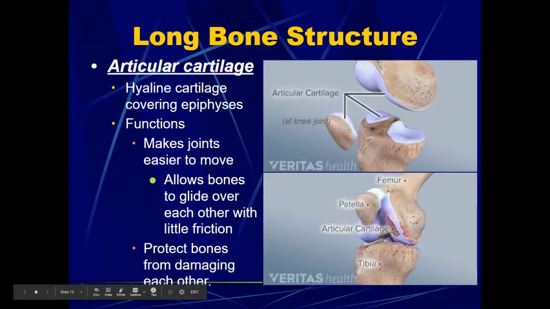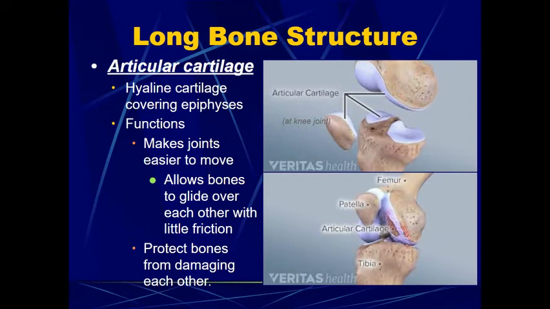Long bones all have articular cartilage. Articular cartilage is on the ends of the bone. It is where we would find the joints. Hyaline cartilage is what composes articular cartilage. It's covering the epiphyses. The function is to make joints easier to move.